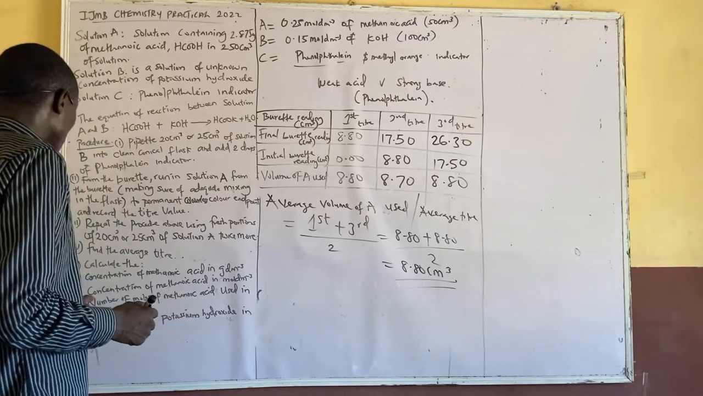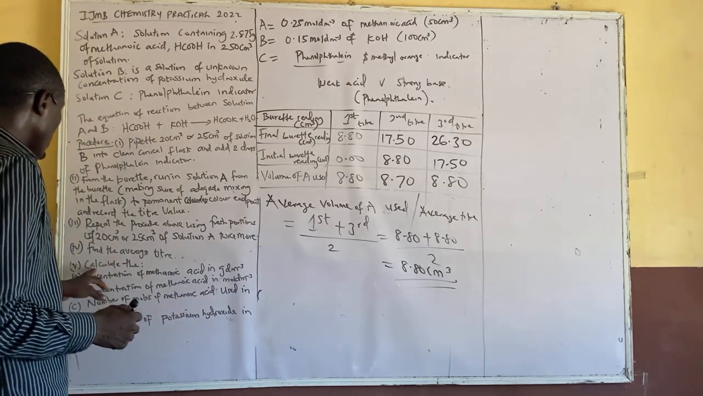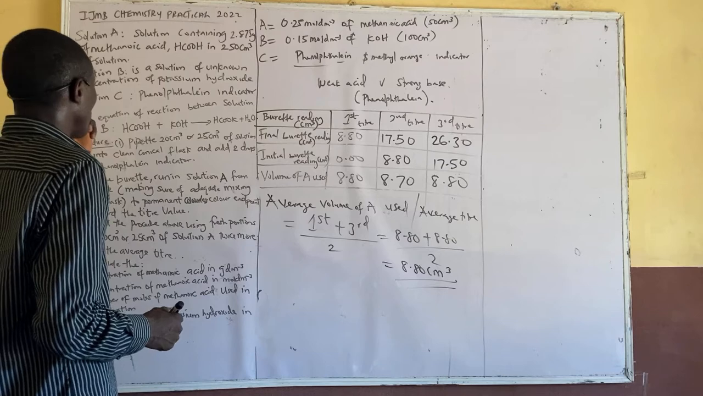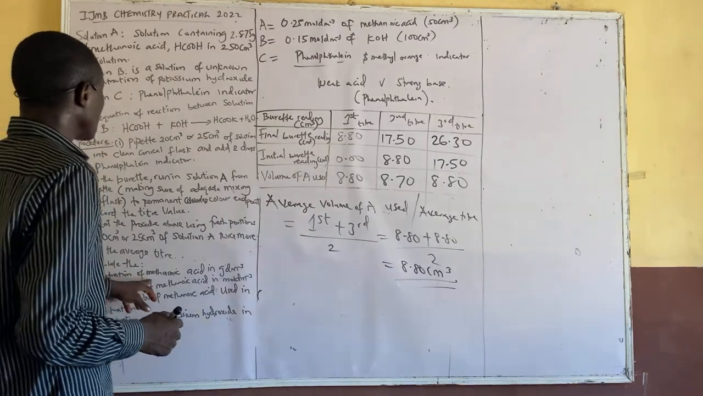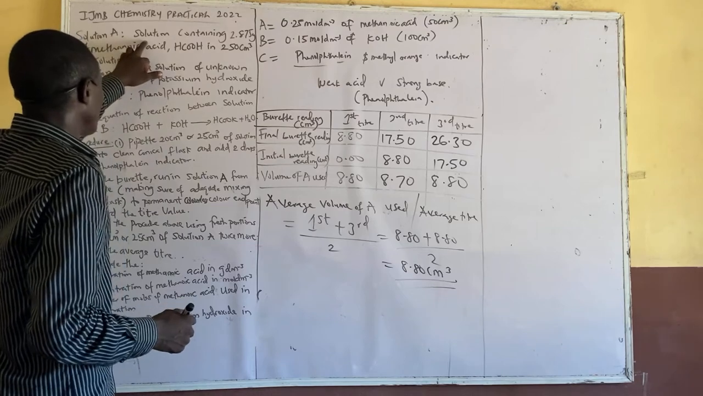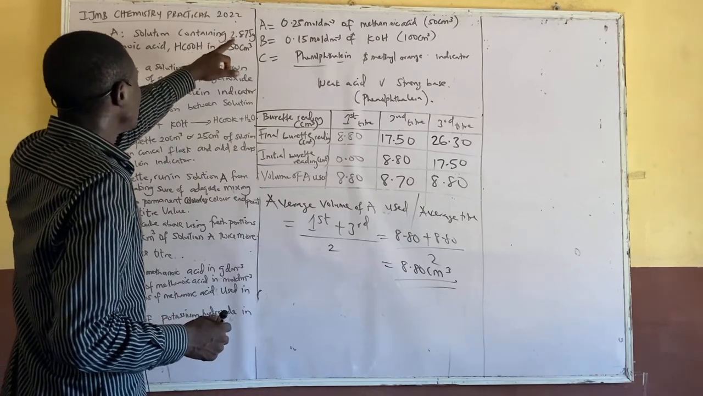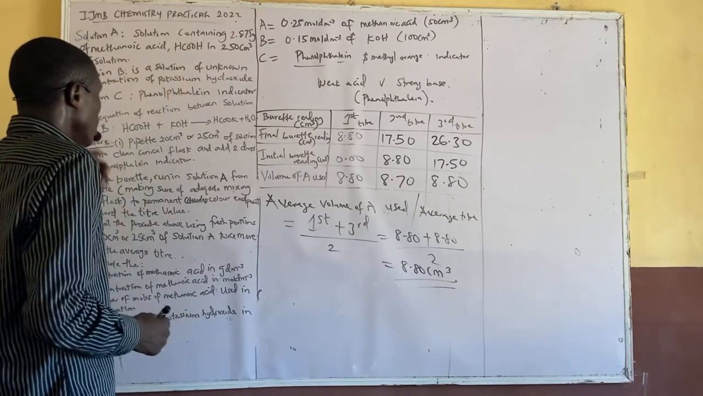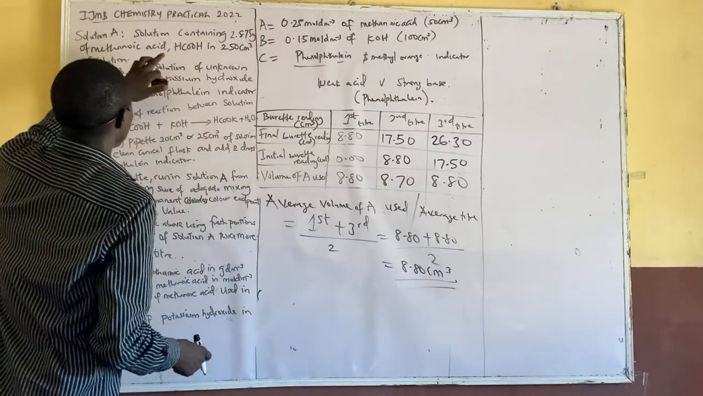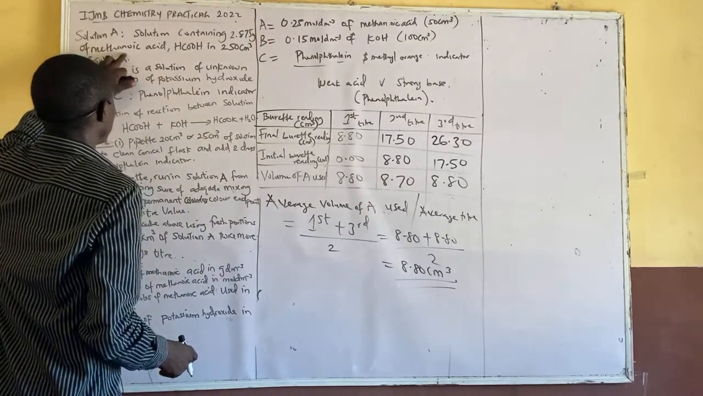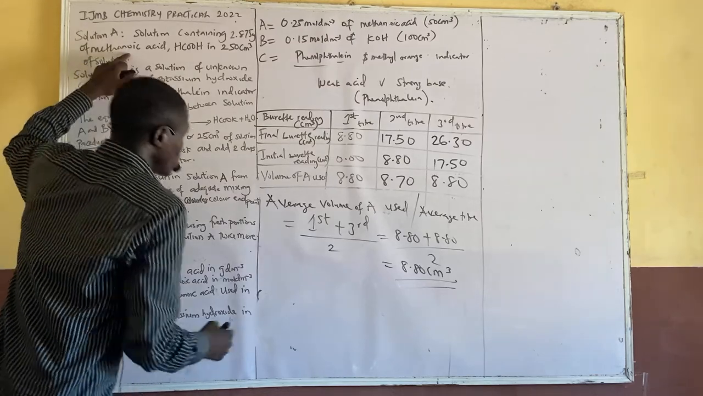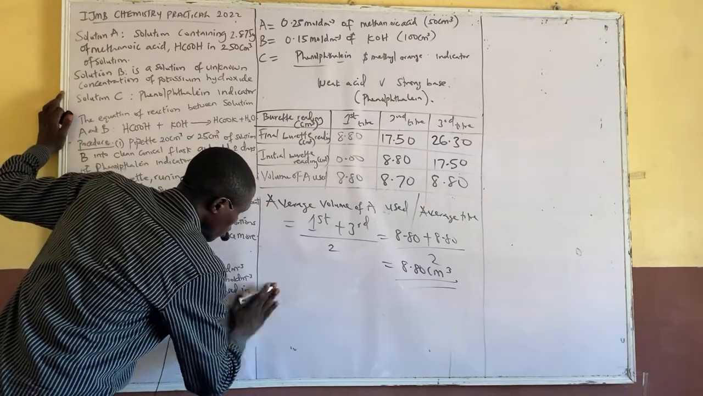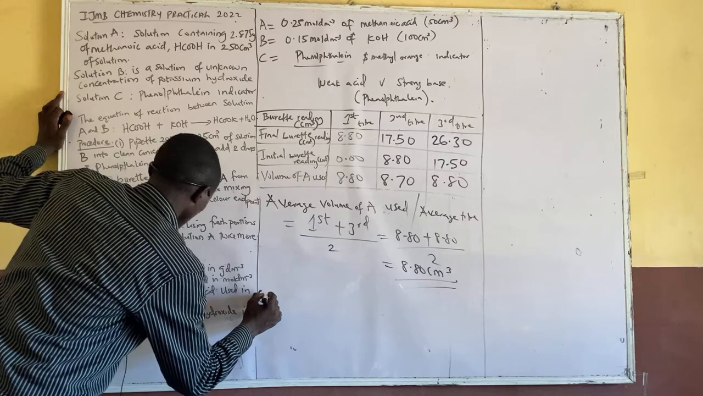With that, we can now carry out our calculation. Calculate the concentration of methanoic acid in gram per dm cube. To calculate this, you are going to go back to the question. Solution A contains 2.875 gram of methanoic acid in 250 centimeter cube. So that is the A aspect of it.